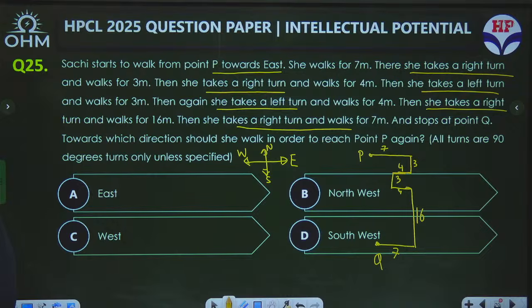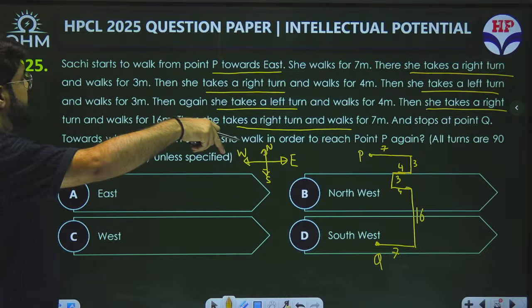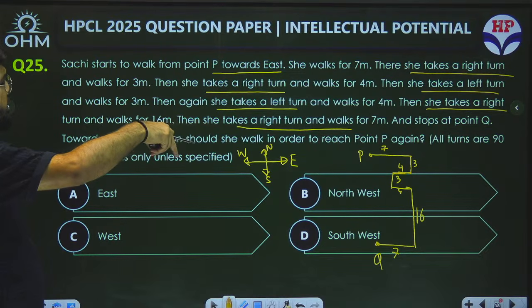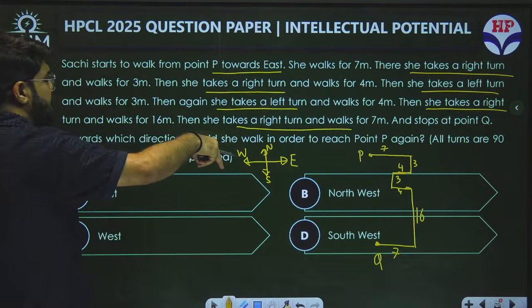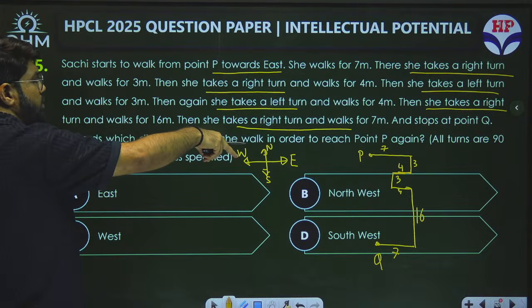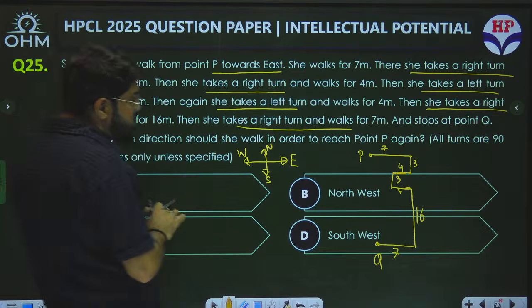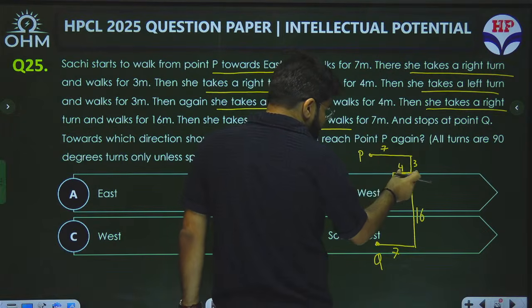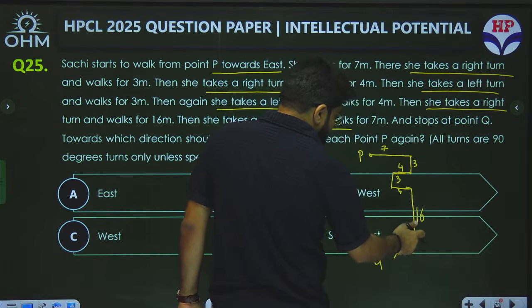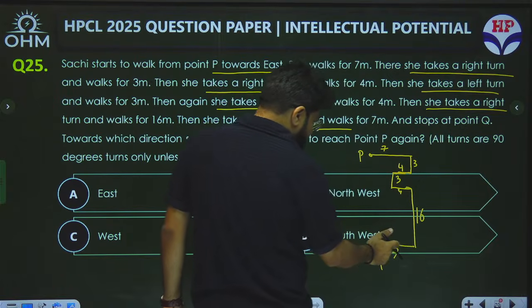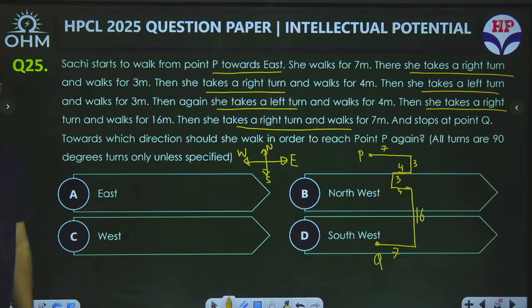Let's read again. East 7, then right turn 3, correct. Then again takes a right turn and walks 4, correct. Then she takes a left turn, correct, and walks for 3. Again takes a left and walks for 4. Then she takes a right and walks for 16, and then a right turn walks for 7. So what has happened is, she came 4 back, but again went 4 forward. So she was on the same vertical level, and then she walks back 7. So P and Q are on the same vertical line.